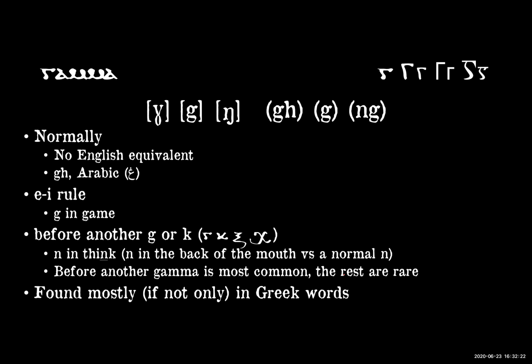So it has 3 sounds it can make. It can make G, or N. The N is an N sound you make in the back of your mouth. So I transcribe it here as NG.